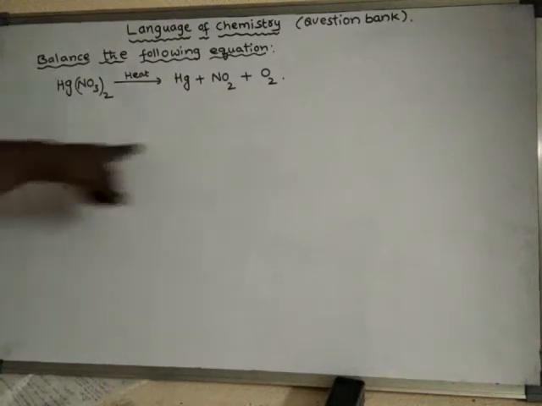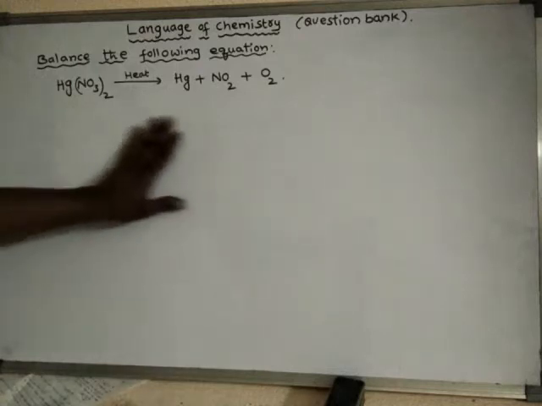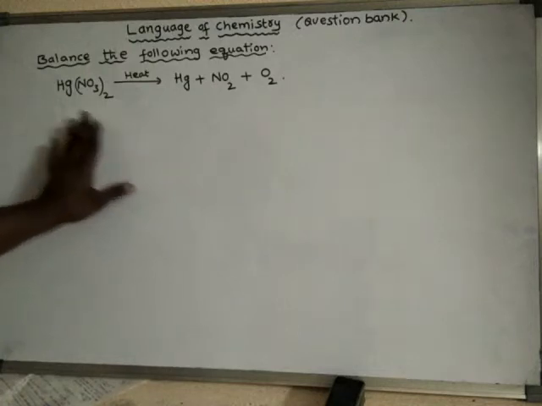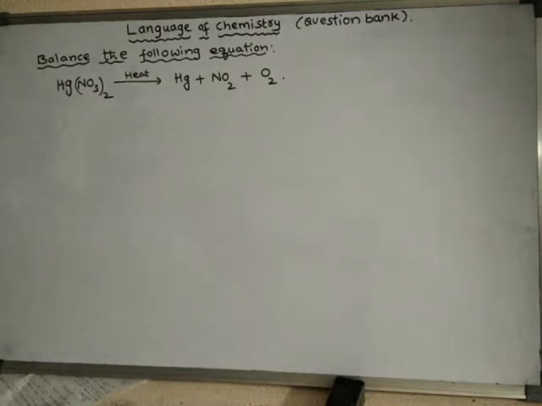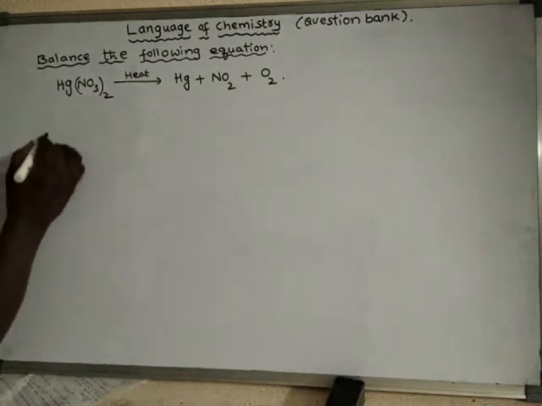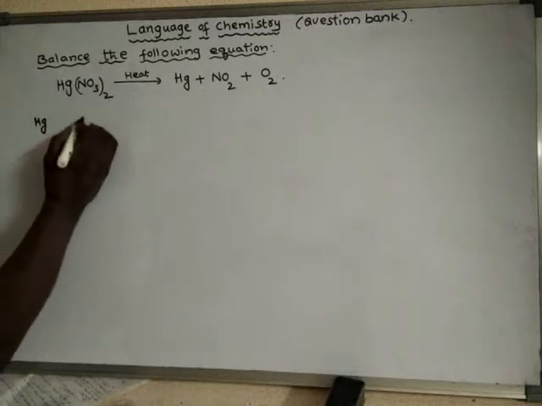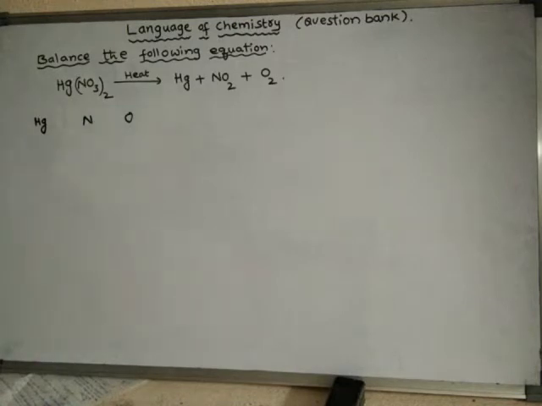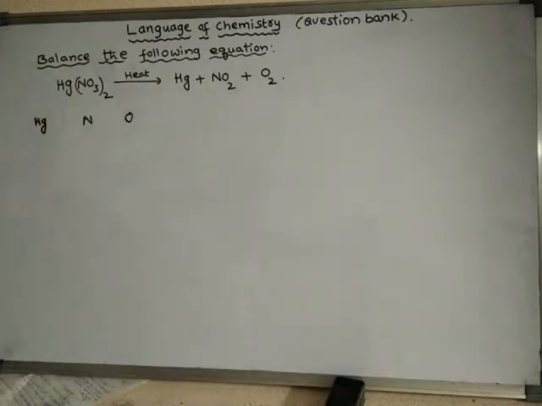We will balance this equation by using the frequency number method. In the frequency number method, first of all we have to write the elements present in this equation. What are the elements present in this equation? One is mercury, another one is nitrogen, and another one is oxygen. So there are three elements in this particular chemical equation.